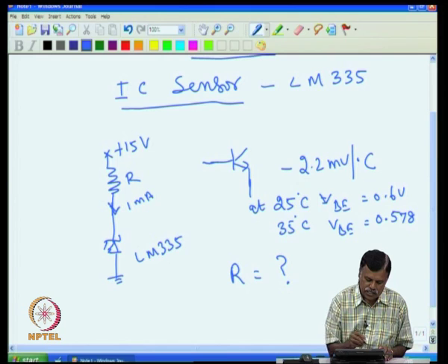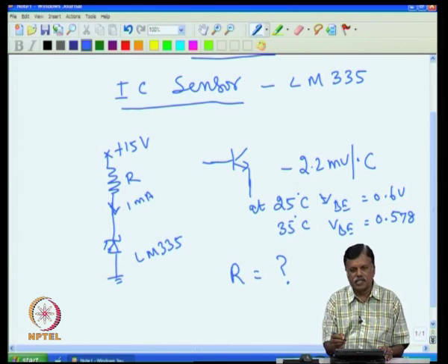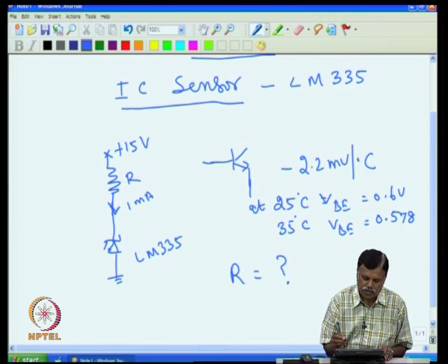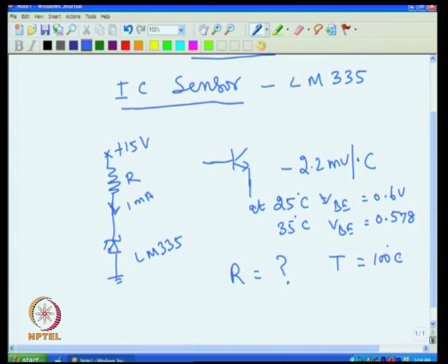Now, this sensor can be used actually up to 125 degree C. For our application, let us assume we want up to 100 degree C. So the temperature range is up to 100 degree C, and assume for our design we have to display a temperature of 100 degree C. The highest temperature is 100 and the lowest value, assume, is 0 degree C. That means I should look at this point to see what voltage I will get at 0 degree C and what voltage I will get at 100 degree C.